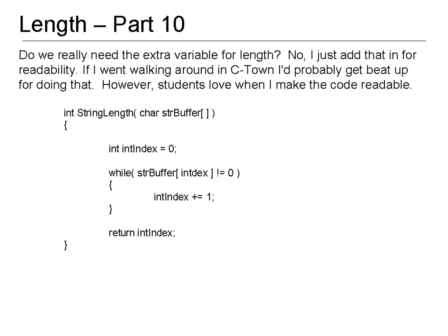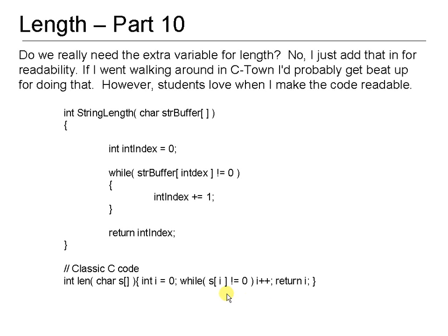Now, if I went walking around in C-Town, I'd probably get beat up for doing that. In fact, I'm pretty sure of that. However, students love when I make the code readable. Here, let me show you a real quick example of how this C function is usually written. So here's the classic length function, the way it's written in C. That's a pretty stark contrast, isn't it? Hurts your eyes. Yeah, mine too. Anyways, that's how a lot of people write C. I don't recommend that. I recommend something beautiful like this.